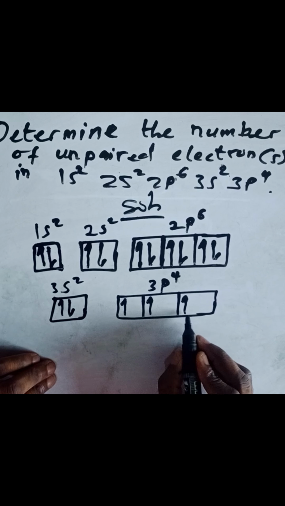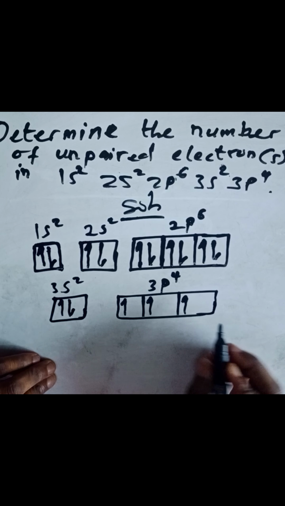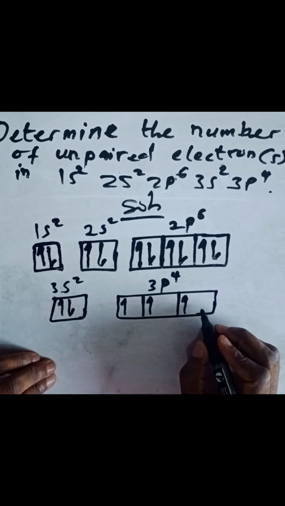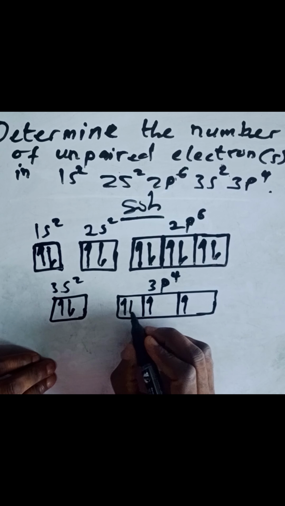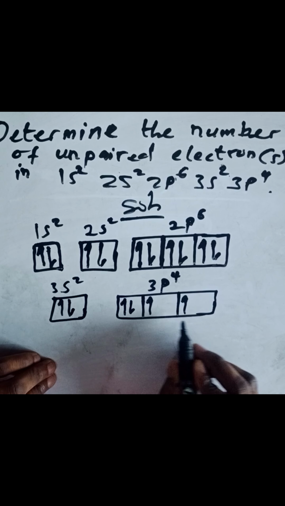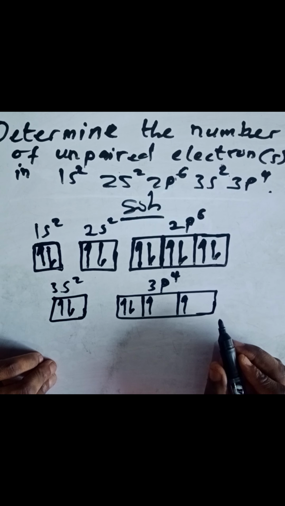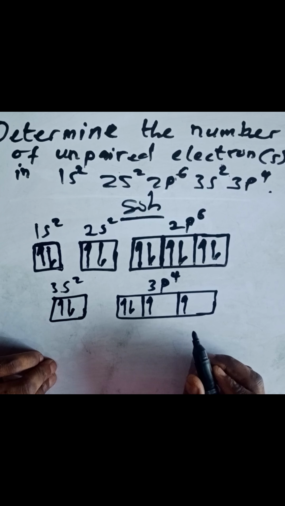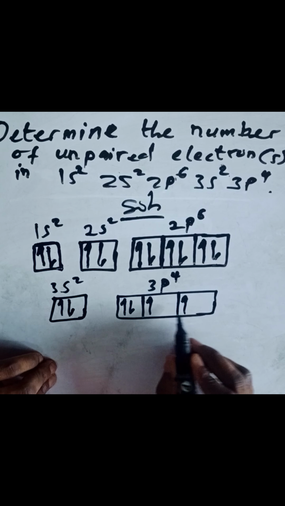Now, after we fill in 3, what remains? 1. So that one, you can put here, you can put it here, you can put it here. The choice is yours, because these orbitals are degenerate orbitals: they all possess the same energy. So no one is superior to the other. That's what it means.